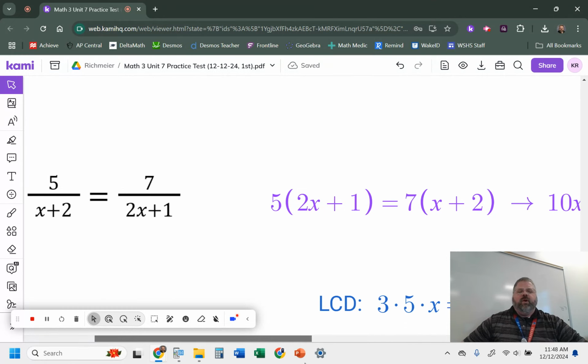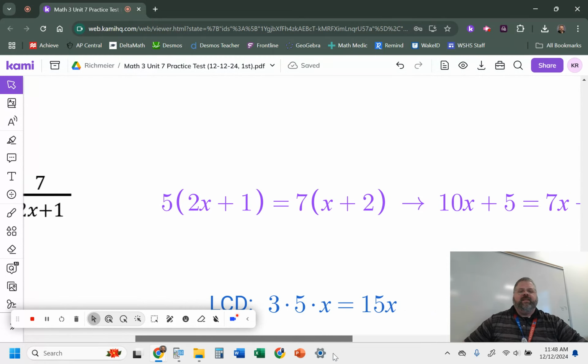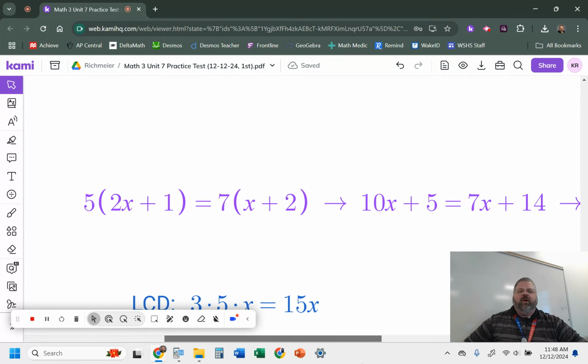So I've cross multiplied. I took the quantity 2x plus 1 times the 5. It moved to the left-hand side. I took the quantity x plus 2 and multiplied it by the 7, which ended up on the right-hand side. And you can see that I've done that there. My next step is to distribute everything across the parentheses. So I'm distributing the 5 across the quantity 2x plus 1 and the 7 across the x plus 2. That gives us 10x plus 5 is equal to 7x plus 14.